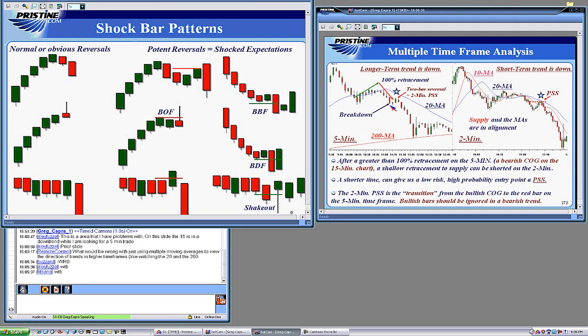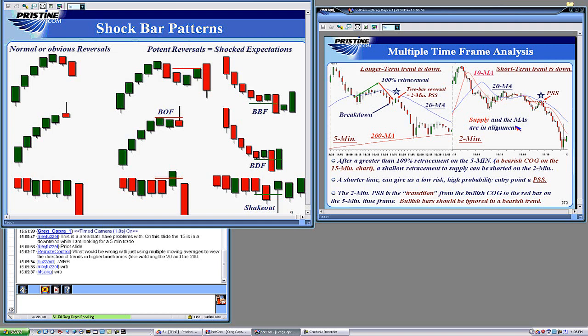The 5-minute is in a downtrend, but it's at support. And so I don't want to be shorting anything at support. I want a reaction. I want to see a correction. So my bias is that this is going to go lower.